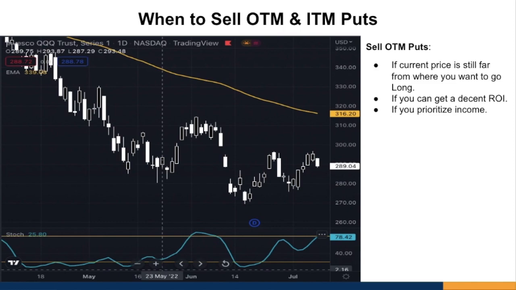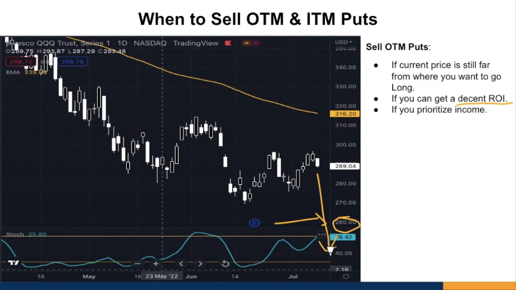Here's the time when you would want to sell an out of the money put. The sell out of the money put would be if the current price is still far from where you want to go long. So let's say, for example, right now it's at 289, and your ideal price that you might be saying to yourself that you want to get into this market is $260. So $260 is still quite far away. What I would do is take a look at the option chain and see if it gives me a decent ROI. If it gives me a decent ROI, I'm definitely just going to sell the put, because I've already decided I'm going to get long at 260 if the market was to go down.